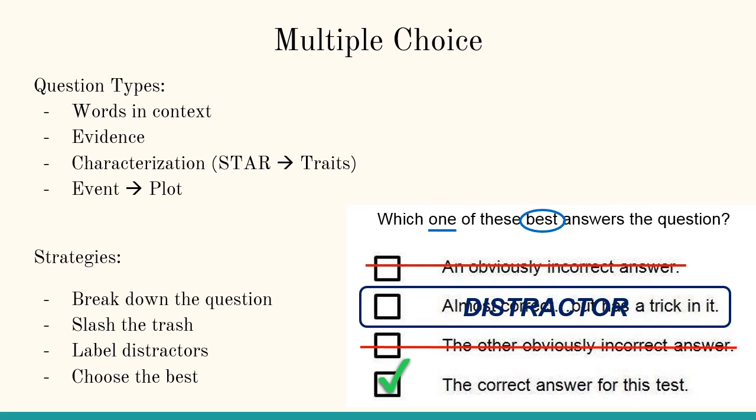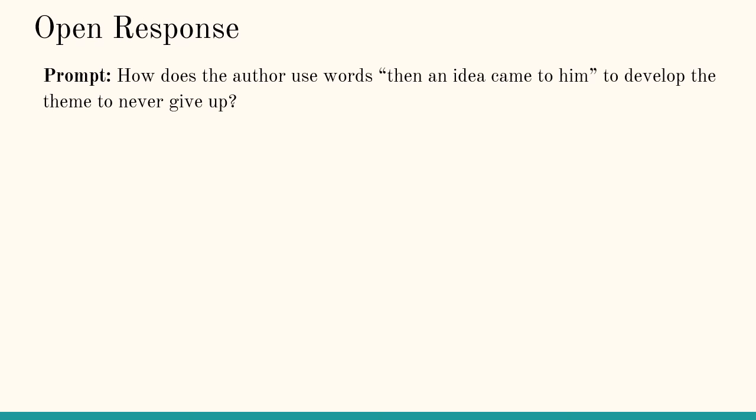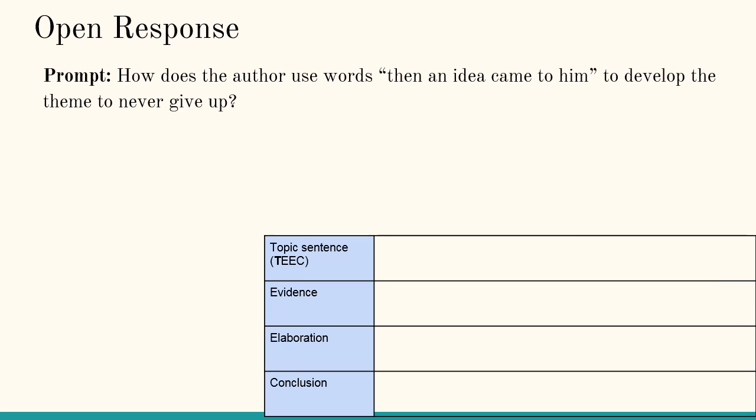Your open response prompt is asking you, how does the author use the words, then an idea came to him, to develop the theme to never give up? To be successful on this prompt, you're going to have to write one short TEACH paragraph, right? So topic sentence, evidence, elaboration, conclusion, as you see in the tracker on the right.